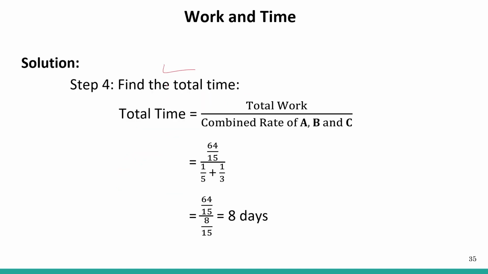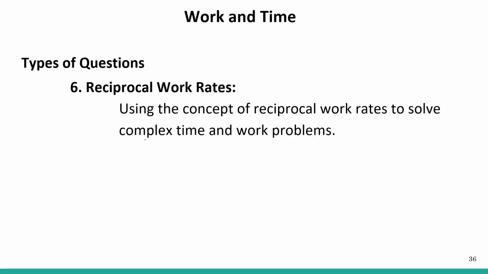So let's see step number 4. So finding the total time. So total time is equal to what? Total work done by combined rate of A, B and C. So 64 by 15 by 1 by 5 plus 1 by 3 is equal to 8. So 8 days is the correct answer. Let's see the sixth kind of question.